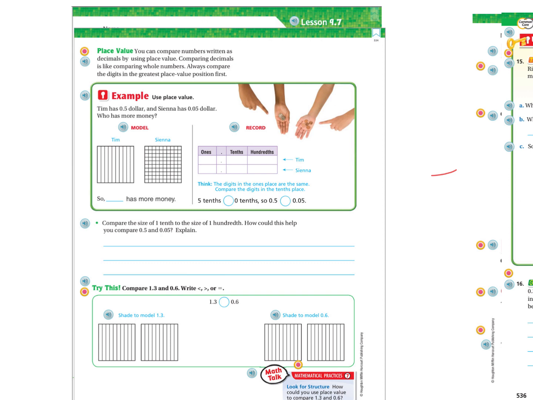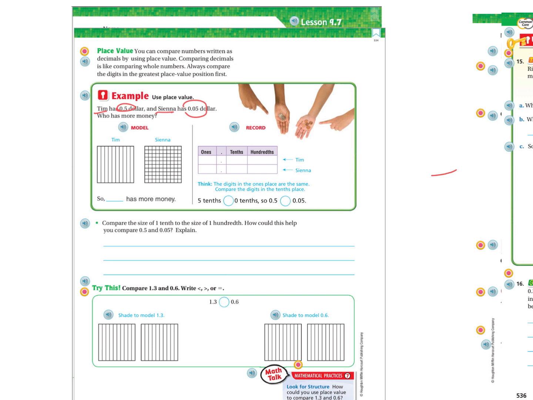Oh, should we circle that clue? Is that helpful? We sure should. Okay, so 5 tenths of a dollar, and that is Tim here. And Sienna, another clue, has 0 and 5 hundredths dollar. Who has more money? Okay, let's shade them.